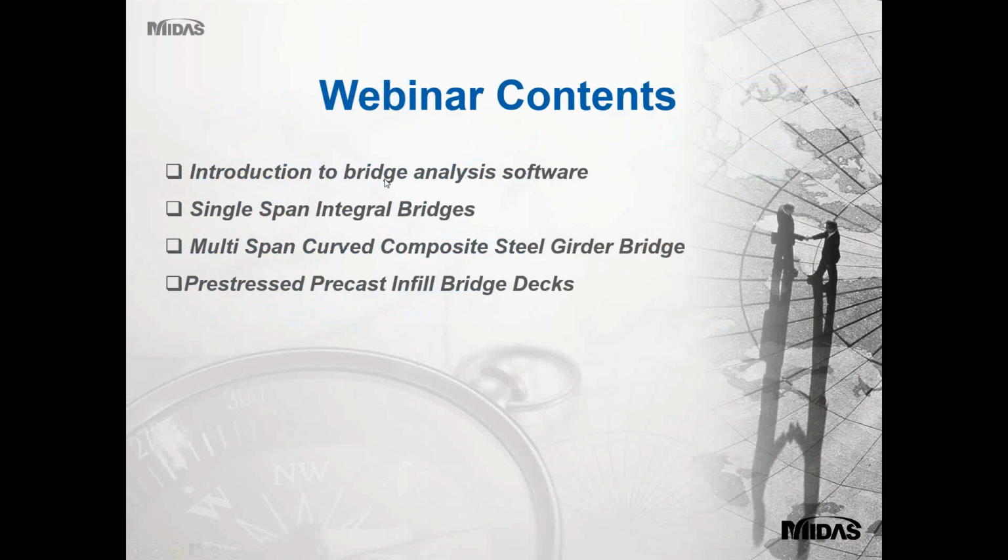Okay, so today we'll be looking at a varied number of bridges. We will start with a brief introduction to the bridge analysis software that we are going to use for all these different types of examples. We'll start with single span integral bridges, both composite steel and composite precast beam types. We'll look at how to model, analyze and design them. We'll also look at some important aspects related to multi-span curved composite steel girder bridges. And then we'll look at some special types of infill bridge decks, which will involve prestressed precast sections.